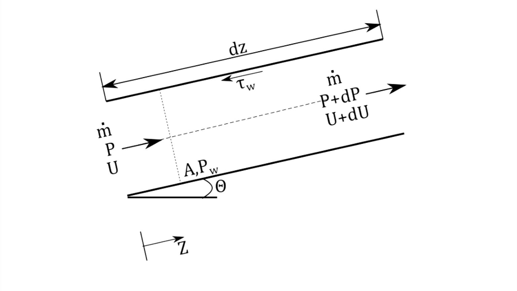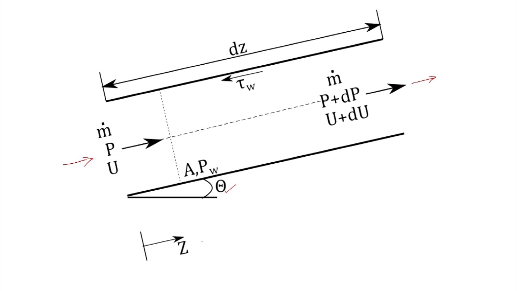So, suppose a two-phase mixture is flowing through a channel. And suppose the channel is at an angle theta with the horizontal. The inlet mass flow rate is m dot, and we will consider steady state. So, inlet and outlet mass flow rates are the same. The inlet pressure is P and the outlet pressure is P plus dP. We are considering a small, infinitesimal element of length dz. The axial coordinate is denoted by z.